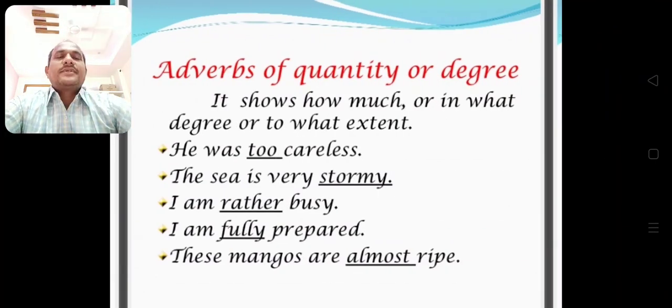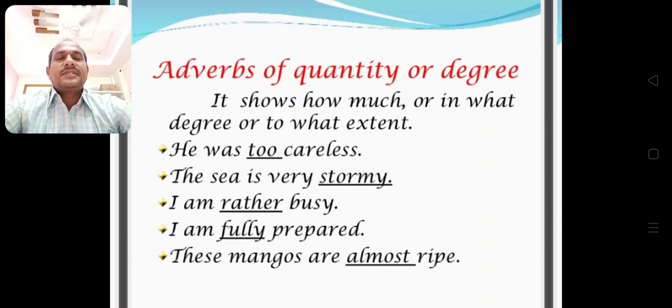And adverbs of quantity or degree. It shows how much, or in what degree, or to what extent. Adverbs of quantity or degree show how much or in what degree or to what extent an action is done.